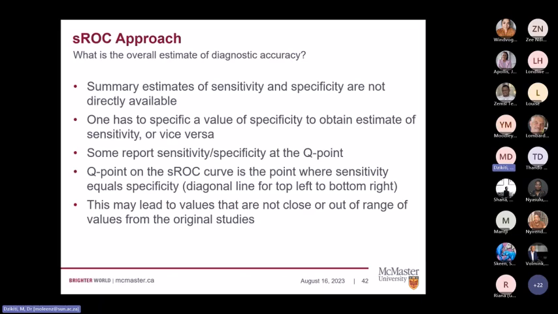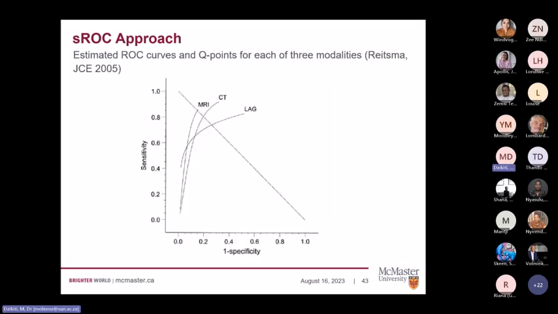Some report the sensitivity and specificity at the Q point. And the Q point is basically where this line going from 1 to 1 intersects with the ROC curve. So the ROC curve is got from a range of values. But sometimes when you do this, the estimates of sensitivity and specificity are out of range.